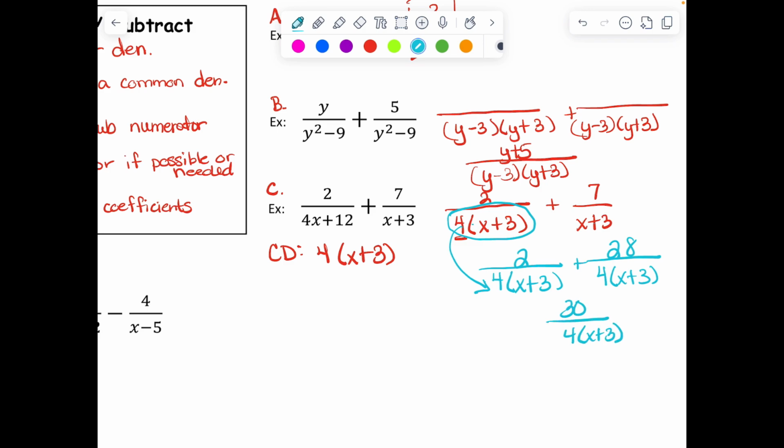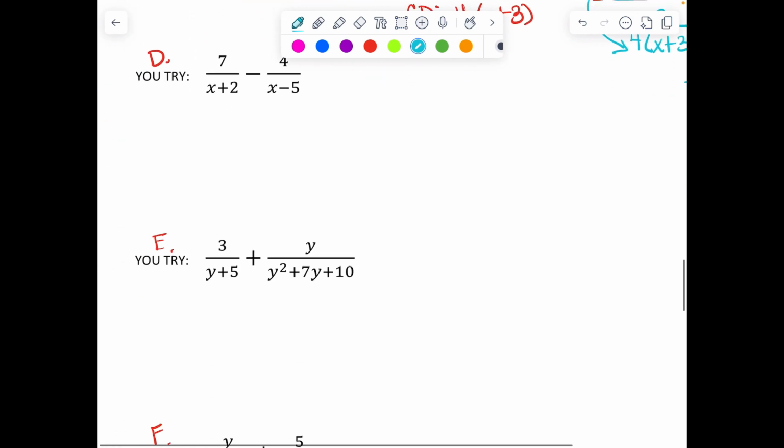We don't need to refactor, but we do need to reduce coefficients. How many times can 4 go into 30? And if it can't go in evenly, think about other factors. Well, 2 can go into both of those. So we end up getting 15 over 2 times x plus 3. And this is our answer. So we've got to be careful when we get common denominators that all pieces have taken care, and you've seen that before. All right, you try D, E, and F.